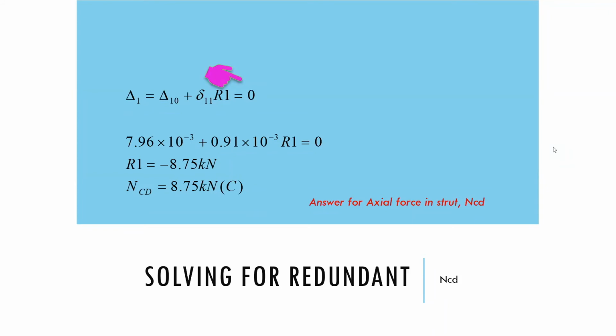The solution for R1 means solving for NCD of the real structure. As per our earlier assumption, the NCD is in tension, so when the magnitude of R1 is negative, the real NCD is in compression.